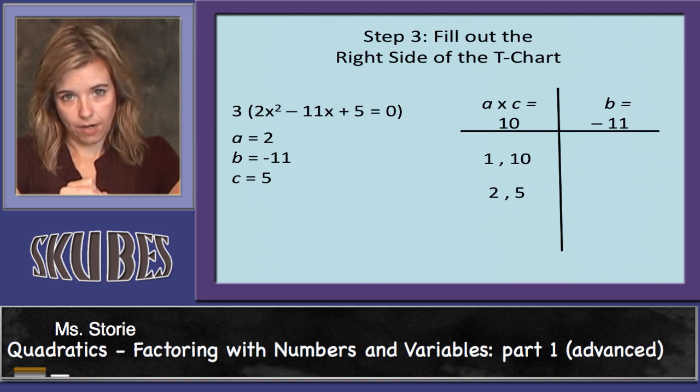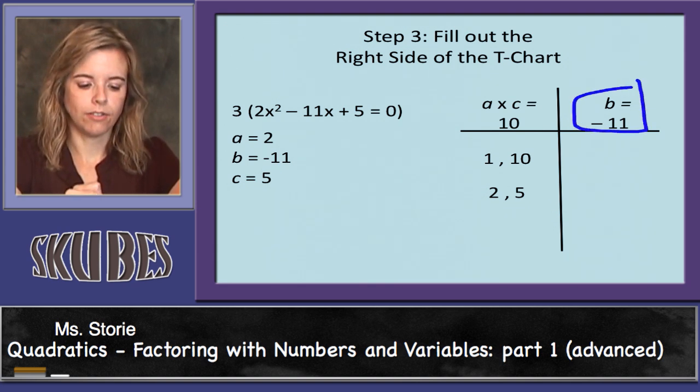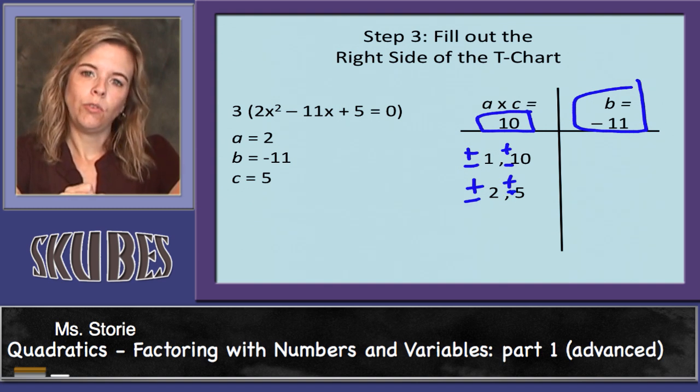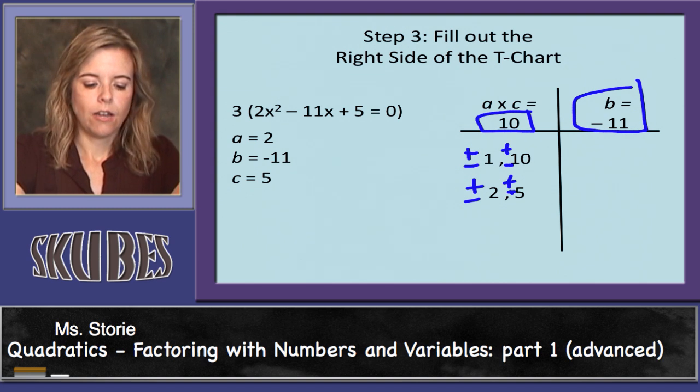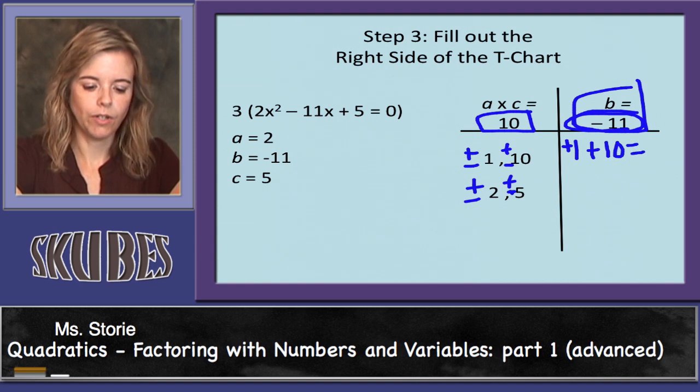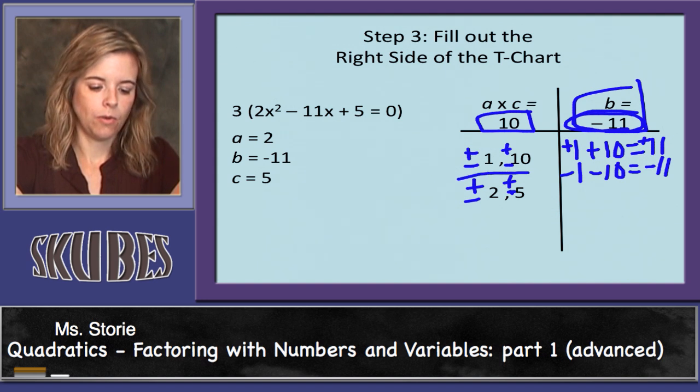Now in step 3, we're going to fill out the right side of the t-chart. Remember, B is negative 11, and A times C is 10, and we have positives and negatives. What you're going to do on the right side of the t-chart is list out your factors, and they need to be adding or subtracting to create the number negative 11. So first, if we have a positive 1 and we add a positive 10, we're going to get a positive 11. Then we can take our negatives. A negative 1 minus 10 is going to create a negative 11. That's all the ones for 10.